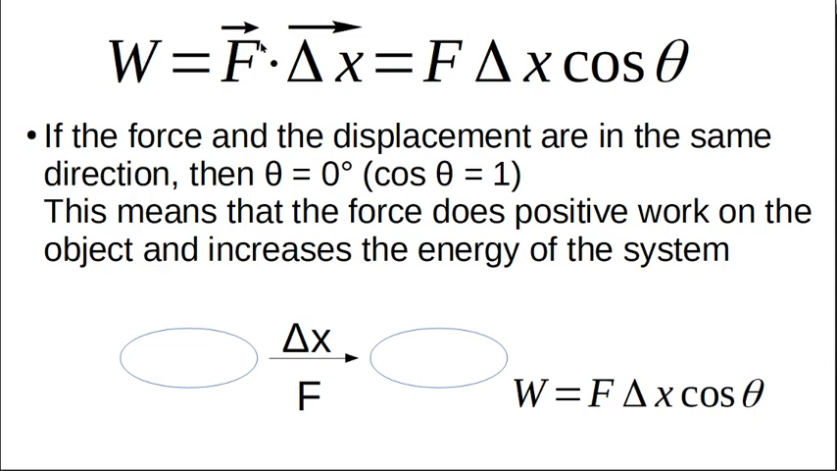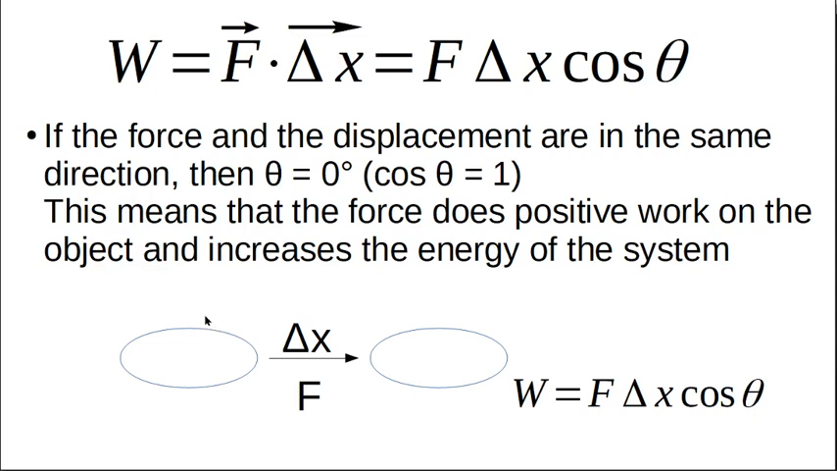Work equals the vector force times the displacement in the direction of the vector. That's why the little arrows are there. But we use it as F delta x cos theta: force, displacement, and the cos of the angle between the displacement and the direction of motion.